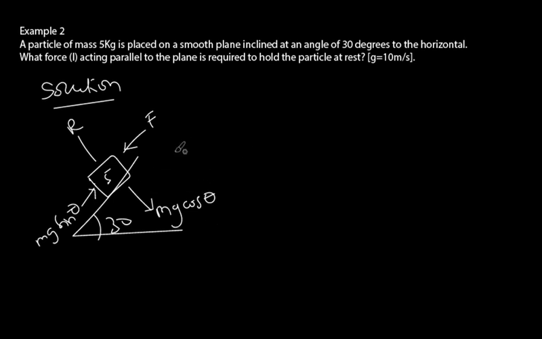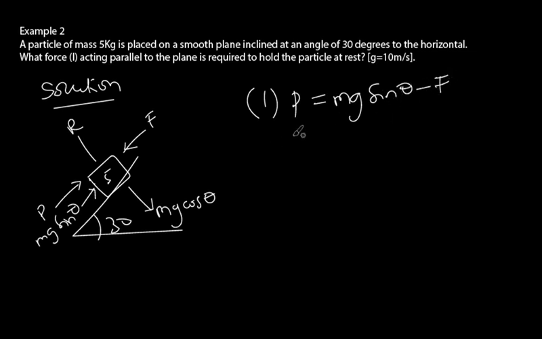The question is asking what force, acting parallel, so the P that we will apply, is required to hold this particle at rest. We know that the force needed to hold this particle at rest is P equal to mg sin theta minus the frictional force. That is the force needed to just hold the particle. If the question were asking for the force needed to pull the object along the plane, we would have used plus instead of minus over here.